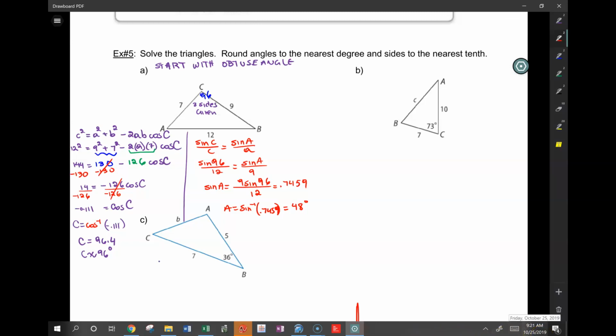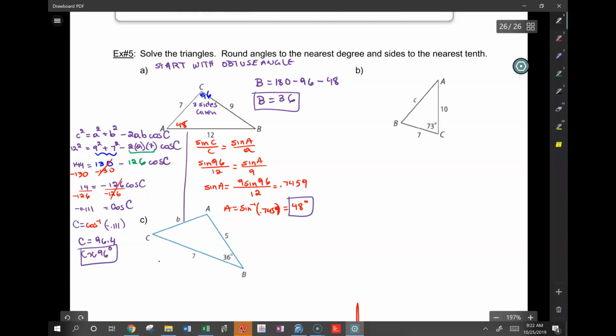It's 9 sine 96 over 12. So for angles, let's do whole numbers. It's easier. And then for sides, we'll do one decimal place. So that's 48. Now, angle B is easier, right? I just do 180 minus 96 minus 48. How much? 36. So I have B, I have A, and I have C.